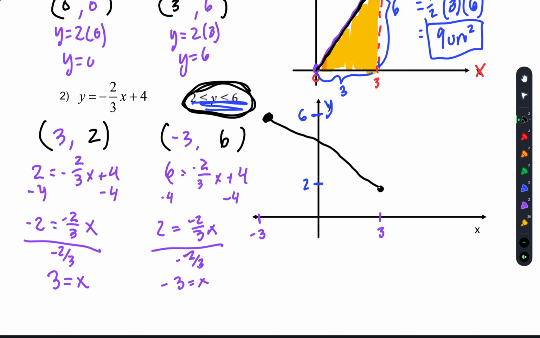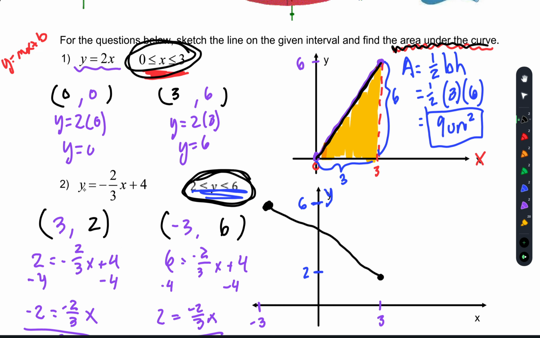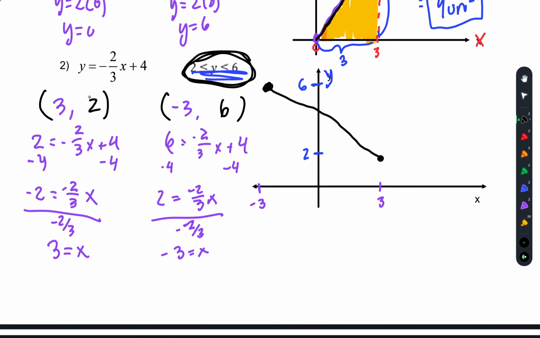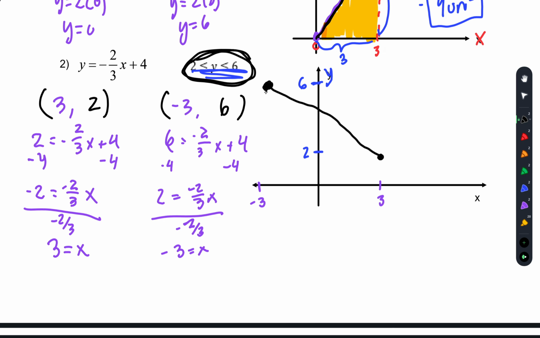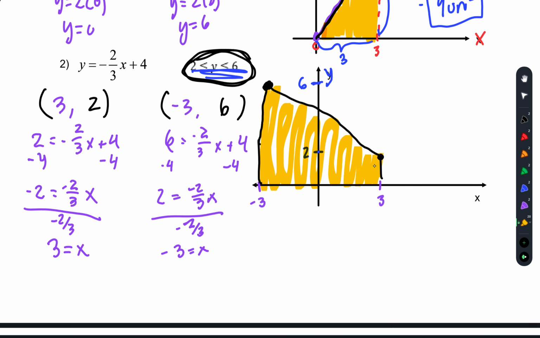Now again, let's refer back to those directions. It says we want to find the area under the curve. So I'm going to take that line that I just drew and I'm going to find all of this area underneath it. So anything that falls underneath that curve is what I'm finding the area of. Do we know what kind of shape that is? Anybody? Anybody? Caitlin? Yeah, this is a trapezoid.